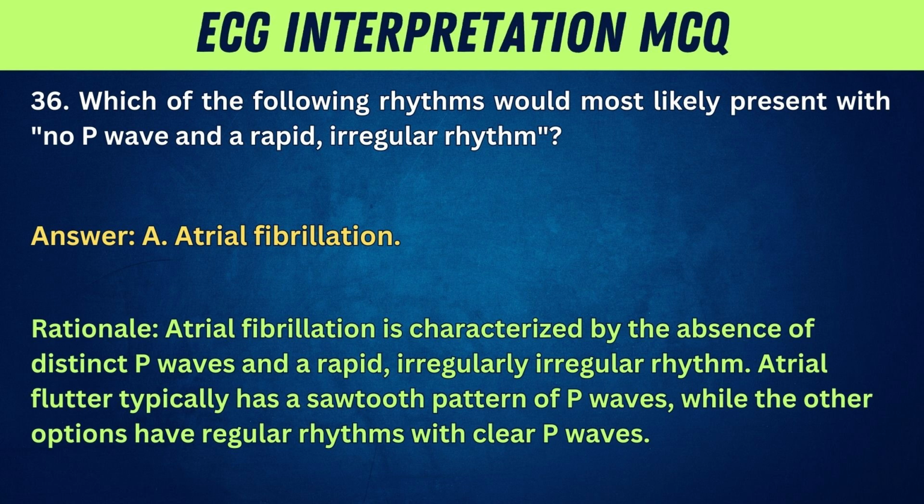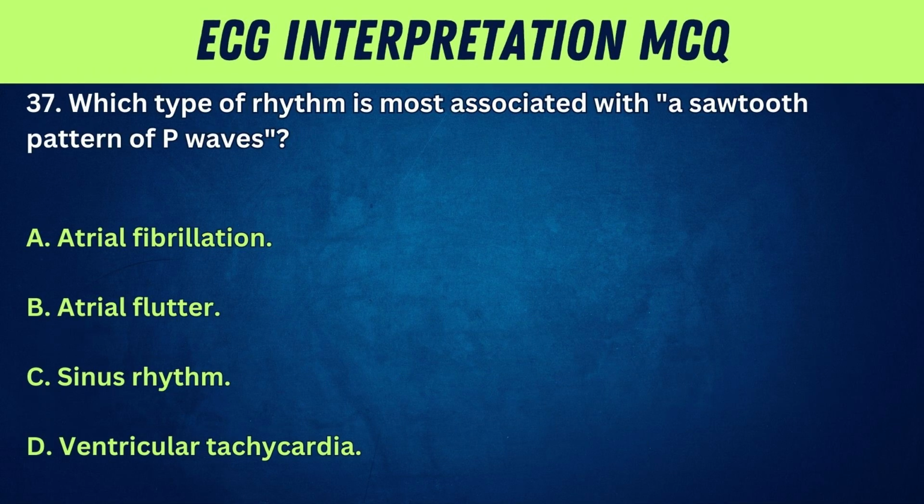Atrial fibrillation is characterized by the absence of distinct P waves and a rapid, irregularly irregular rhythm. Atrial flutter typically has a sawtooth pattern of P waves, while the other options have regular rhythms with clear P waves.